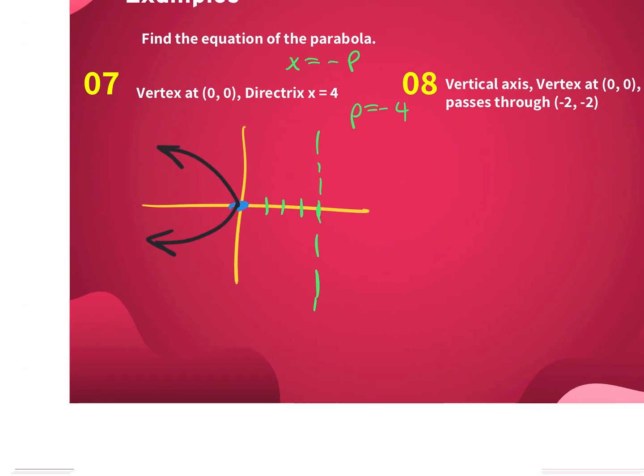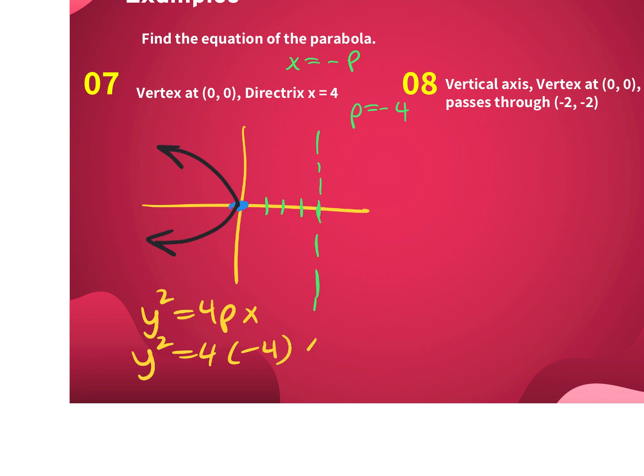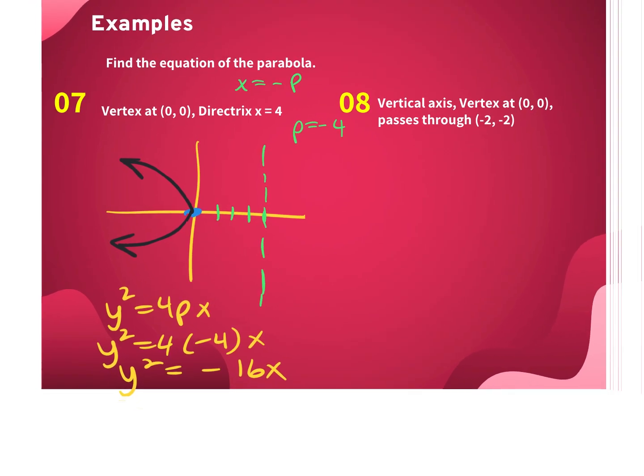So this is going to be the y squared. So y squared equals 4px. Plug in -4 for p. And y squared equals -16x. And you're done.